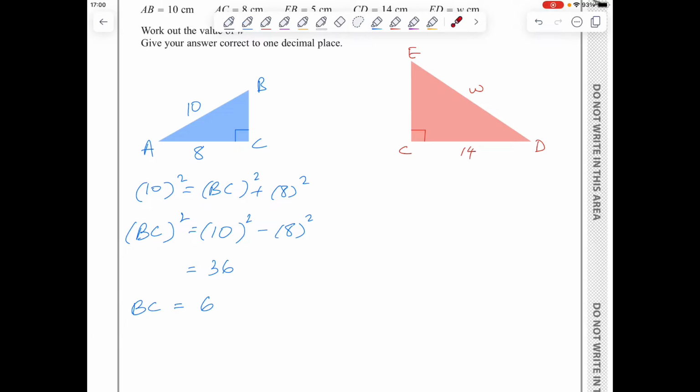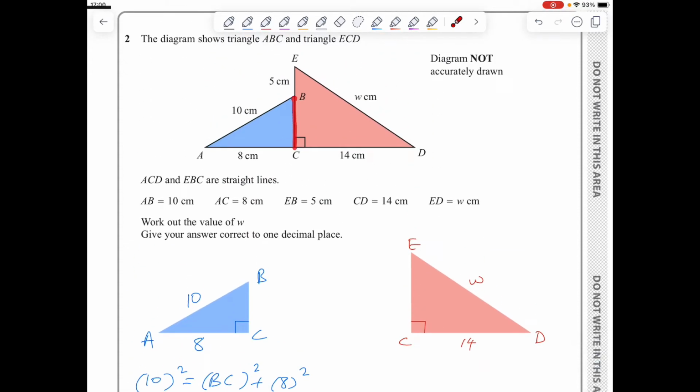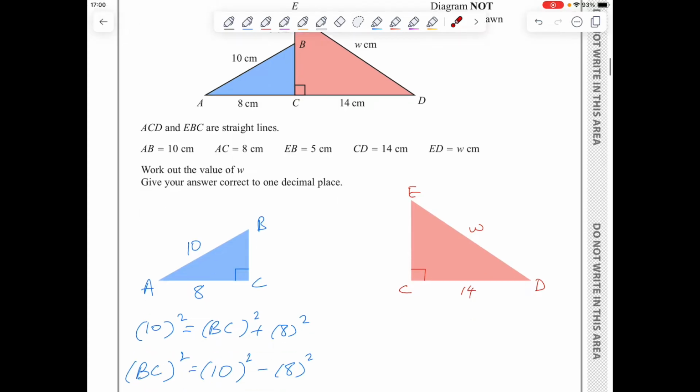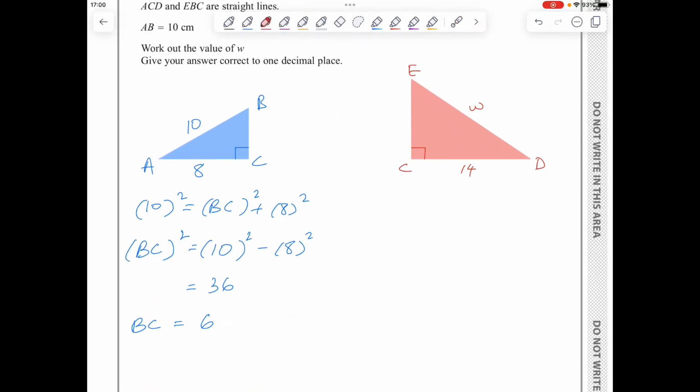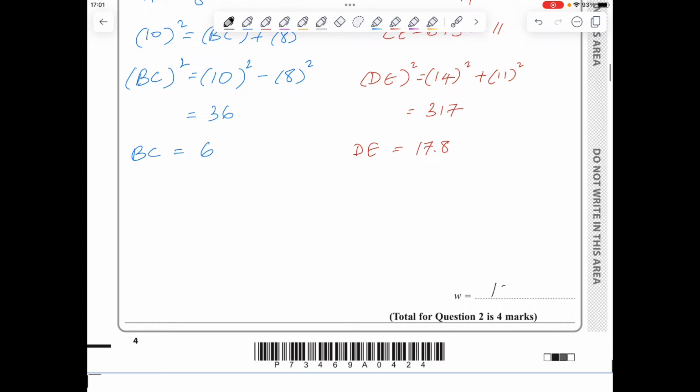Now I will proceed and find EC or CE. Now this is equal to the number I found here, 6, plus an extra 5. So let's write this down. CE is equal to 6 plus 5, which is equal to 11. So this is 11. Pythagoras' theorem again. DE squared is equal to 14 squared plus 11 squared. Put that on the calculator, you get 317. So DE is the positive square root, that's 17.8, and that is the final answer for W.